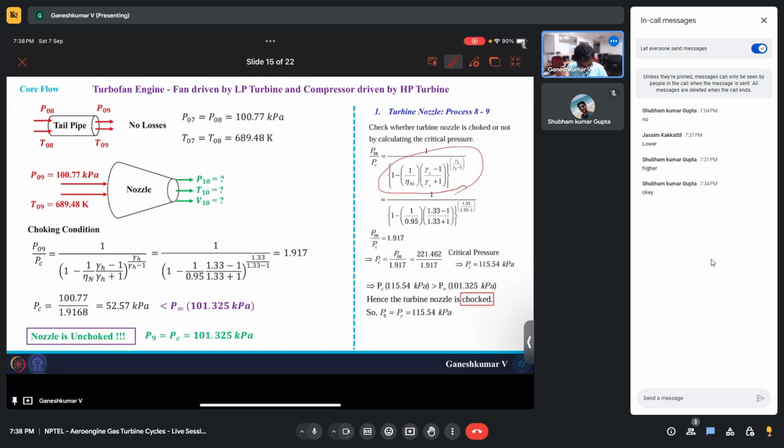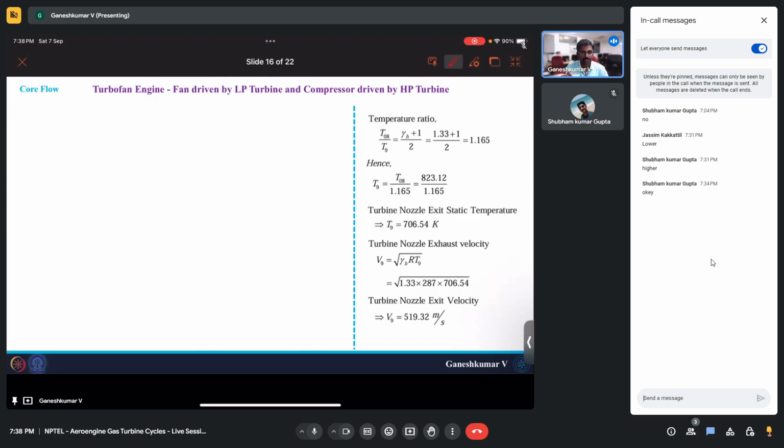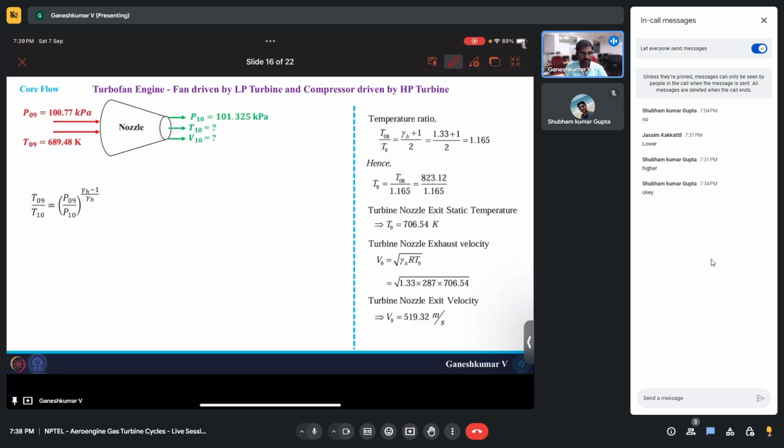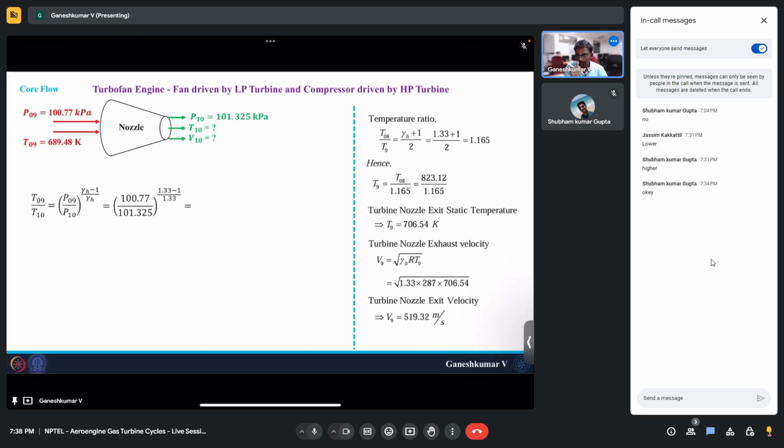Now you have the exit pressure to be 101.325 kilopascal. That is also given. And then we need to find the temperature ratio and velocity. The temperature ratio and velocity that we solved for the conventional turbofan engine are different because we used choked nozzle conditions. In our case, you need a different temperature ratio, a different way of finding the temperature at the exit of the turbofan engine. So again, you can find it using the isentropic flow relation. A nozzle is just an accelerating flow device. It's just going to expand your gas. So isentropic flow should work over there. So that is what you do here. The temperature ratio is around 0.9986, and this will give your exit temperature.